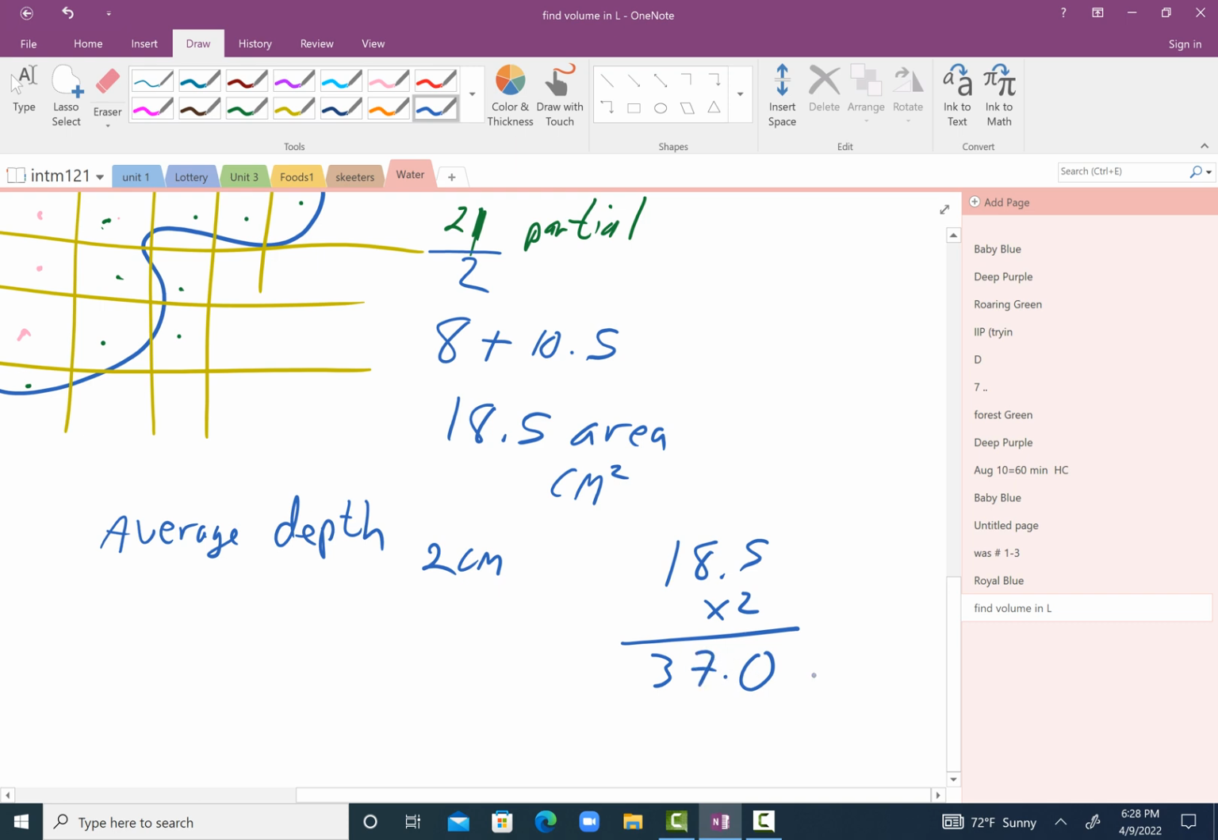And that would be in cubic centimeters. So then you can convert it to liters from there. All right. Now yours will be bigger, so it'll be making a little bit more sense. All right.